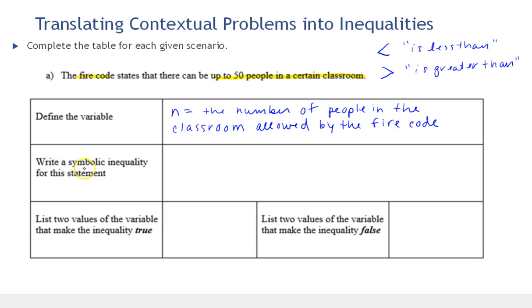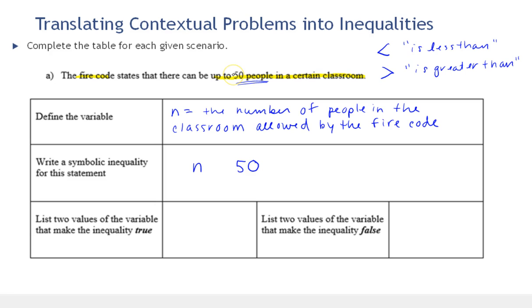Now we're asked to write a symbolic inequality for this statement. So we're comparing here the number of people in the classroom allowed by the fire code to a boundary value of 50. So I'm going to put n and 50. And I don't know which inequality symbol I'm going to put in here. That's what we're going to figure out next. So we want to see the relationship between n and 50.